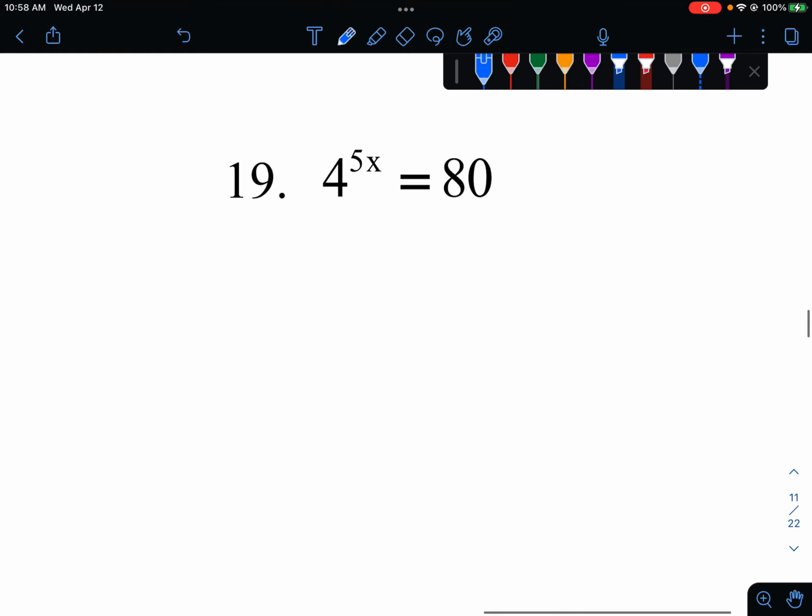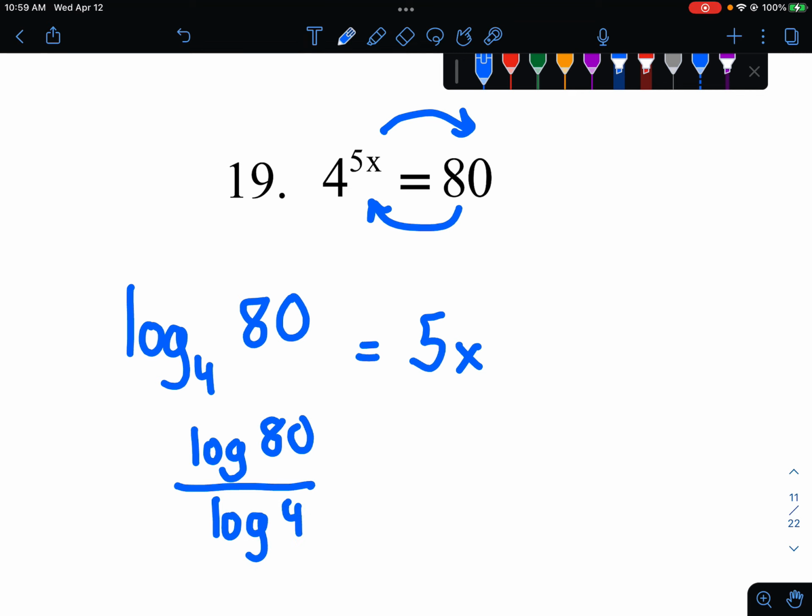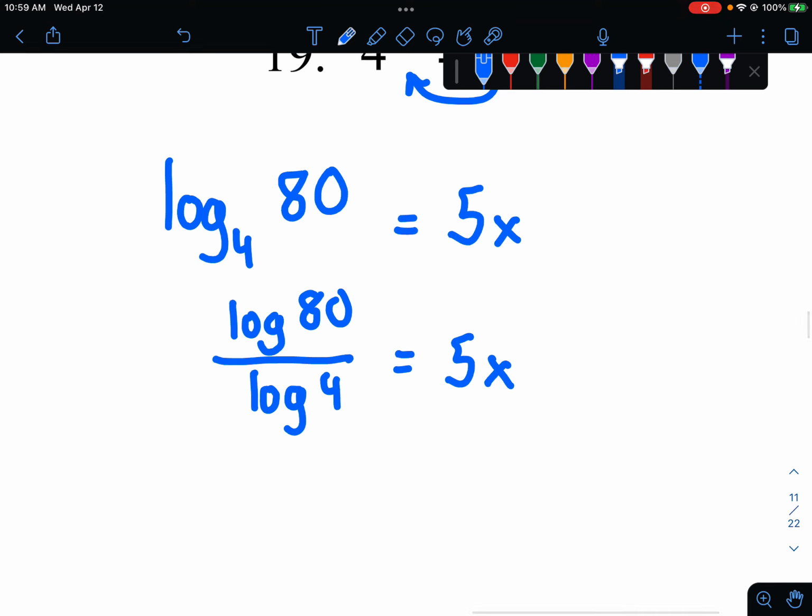Now, what if I have something in front of my x? That's not a big deal. We still circle up. Log base 4 of 80 equals 5x, right? We put this into the calculator. And remember, I'm going to keep that in the calculator. I know my last step is going to be to divide by 5.